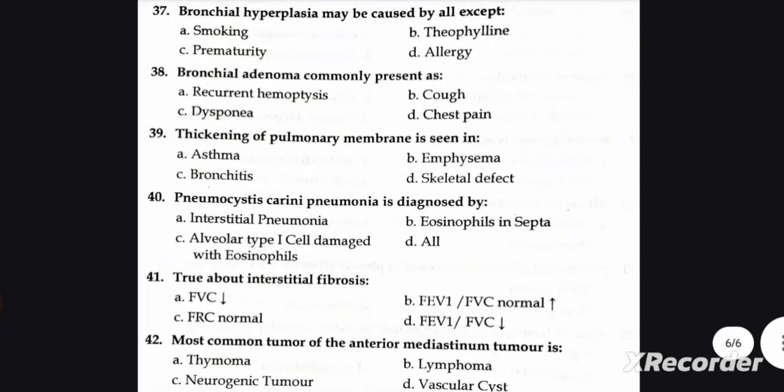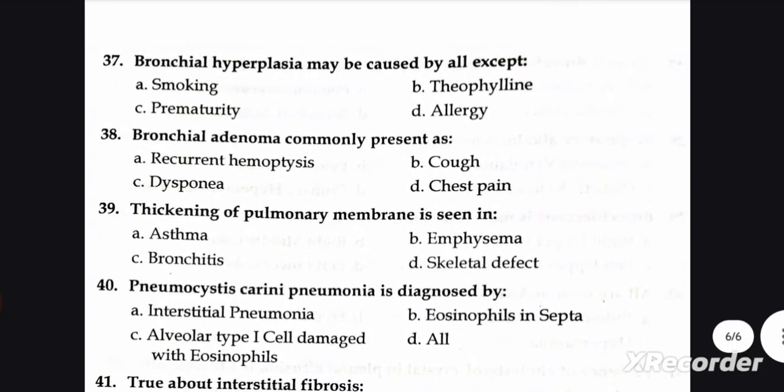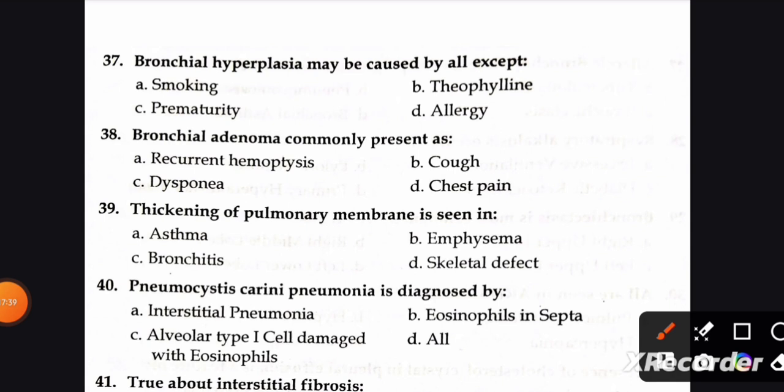Next question is bronchial hyperplasia may be caused by all except A smoking, B theophylline, C prematurity, D allergy. Right option is B, theophylline.